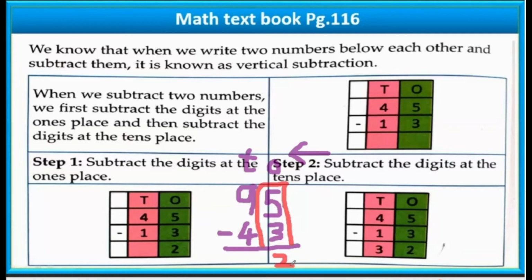Once we have finished with the ones place, we'll be moving on to the tens place. On the tens place, we have 9 minus 4. Let's again do the mind calculation. 9 in our mind, 4 in our finger. Before 9: 8, 7, 6, 5. So we will be having 5 tens. So our answer will be 52.